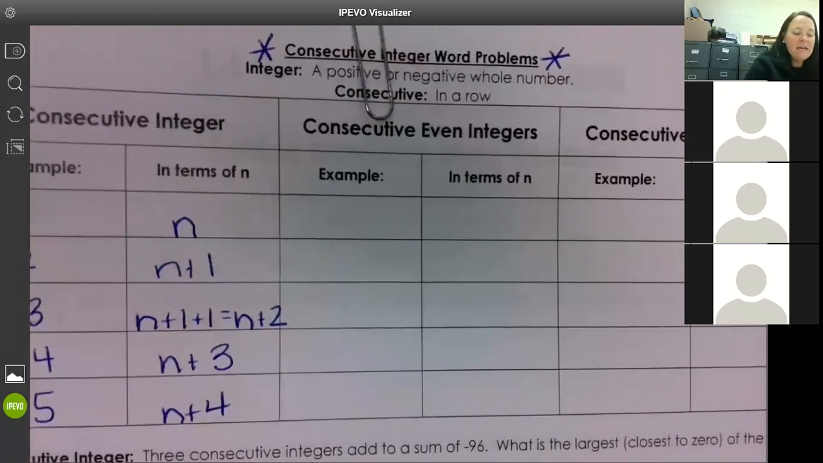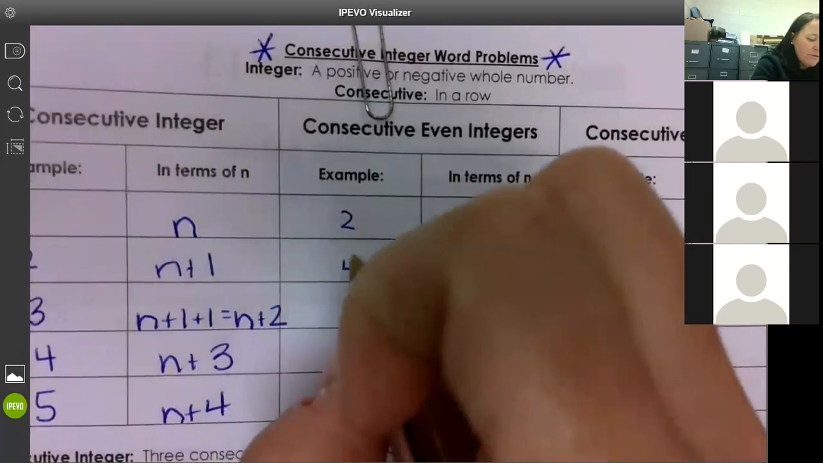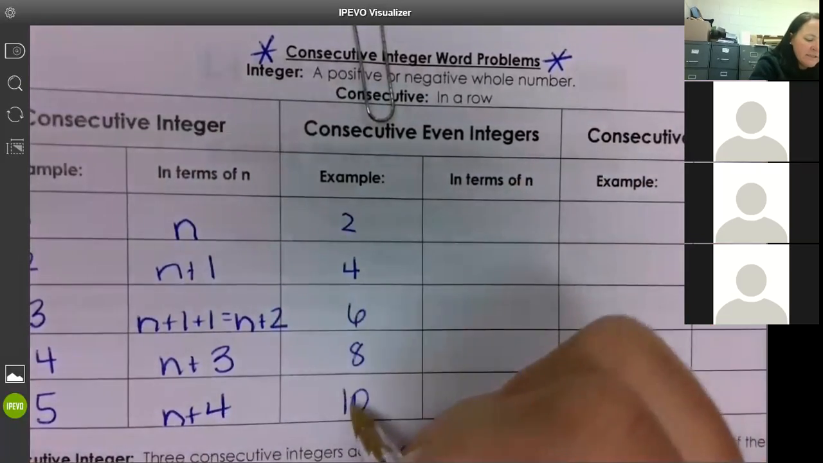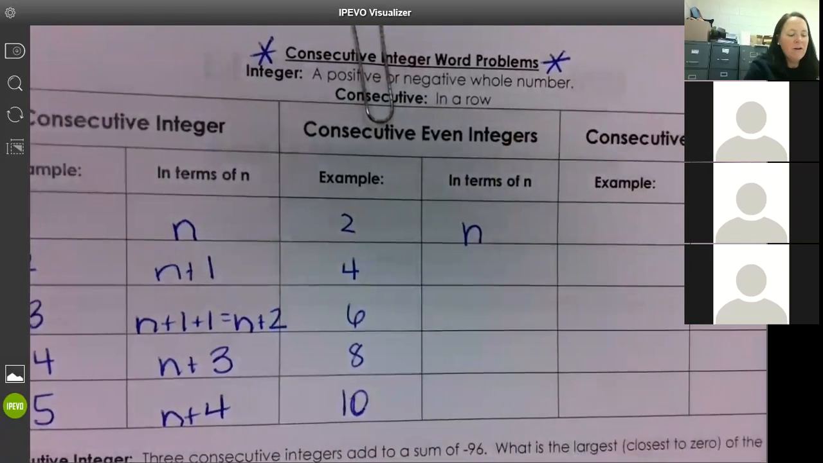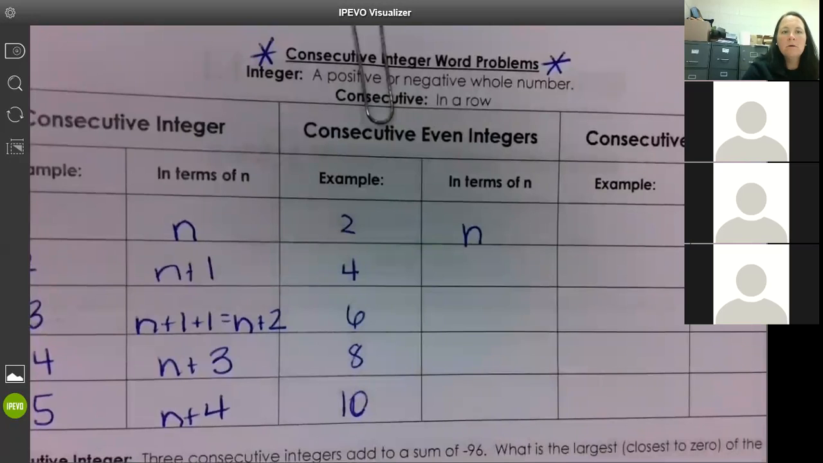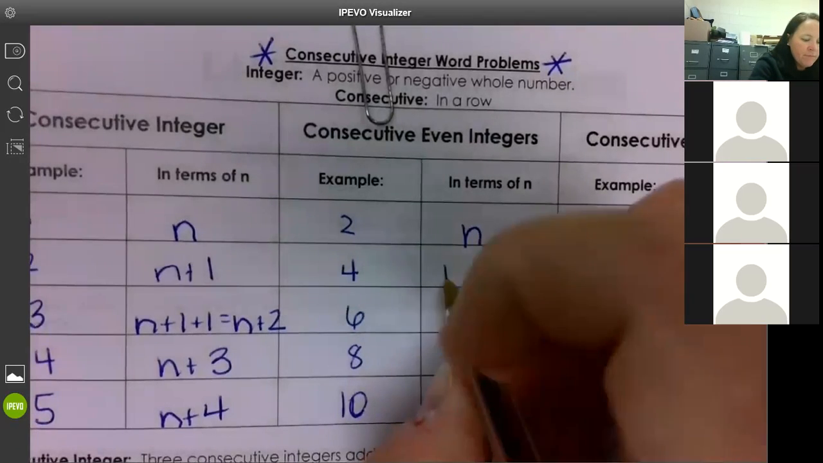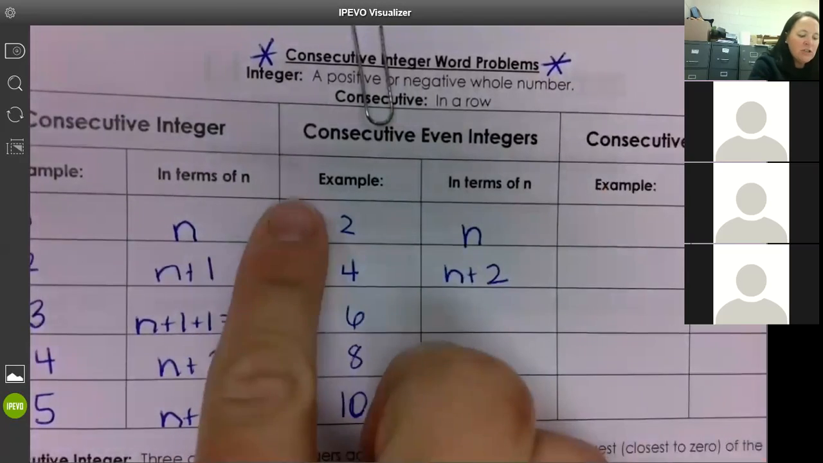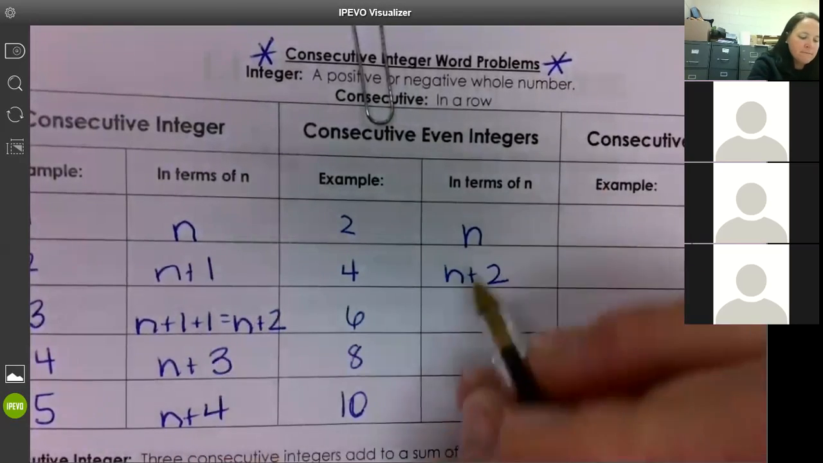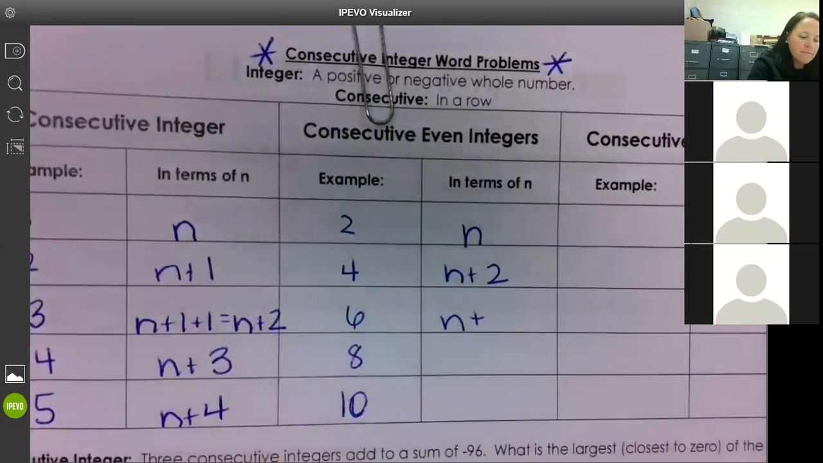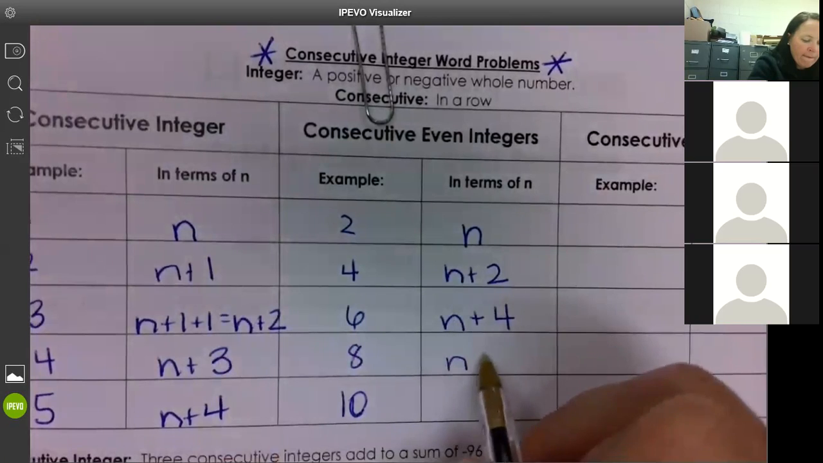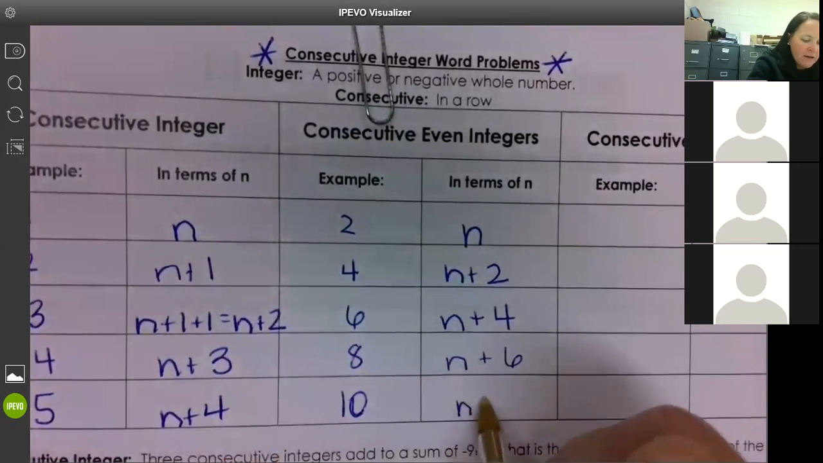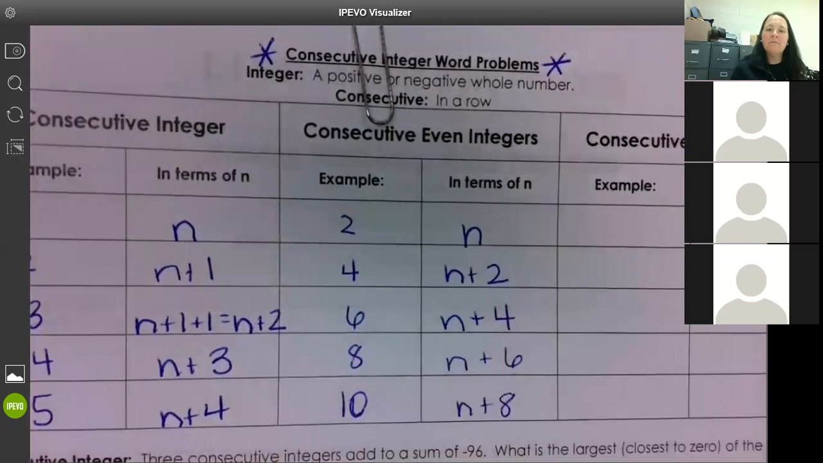All right, so if we're doing even, and you told me your example was 2, 4, 6, 8, 10, and we always start with n, how do I get from 2 to 4? Add 2. How do I get from 2 to 6? Add 4. So what do you think the next one's going to be? Add 6. And the last one would be add 8. Perfect.